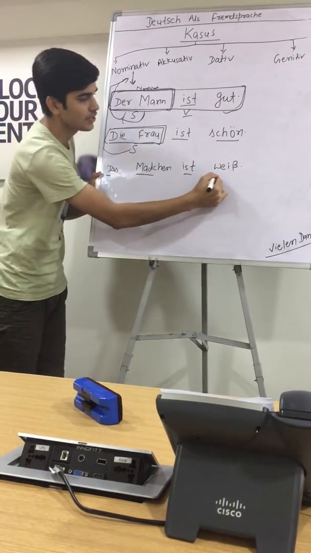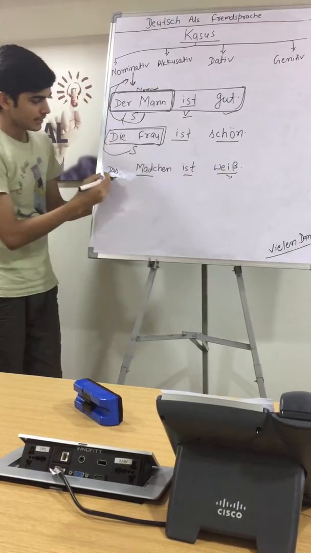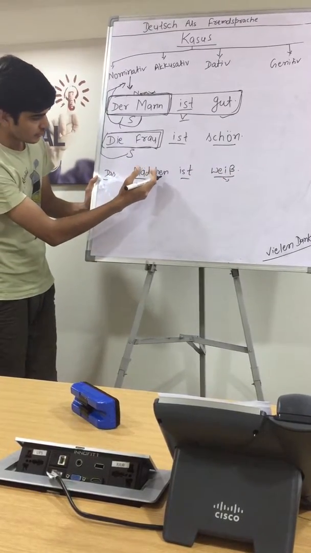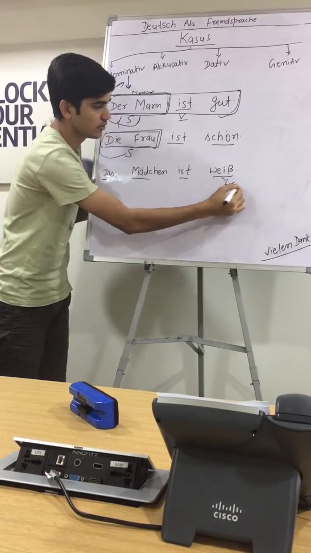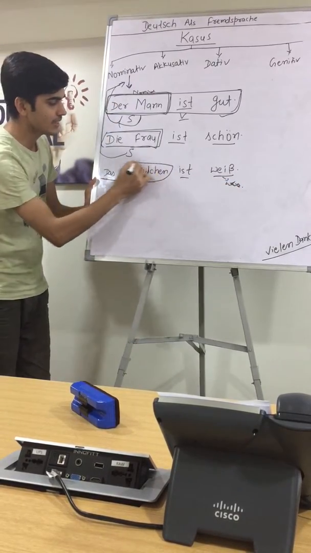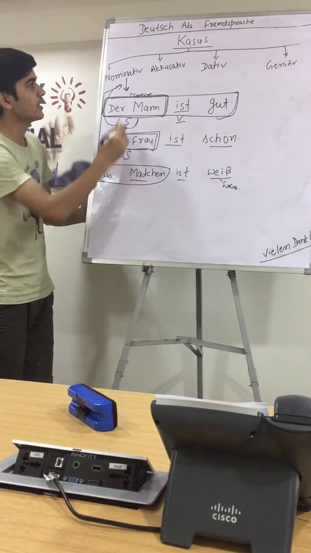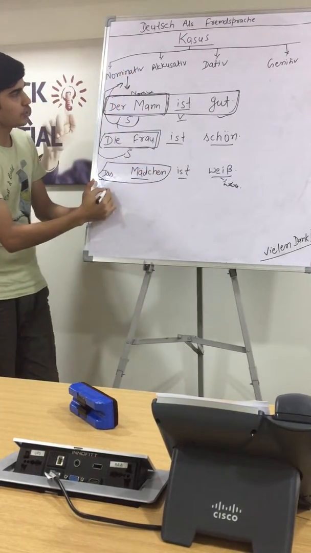Das Mädchen ist weiß. The girl, the child, is white. Weiß is white. So das Mädchen is our subject, and the subject is in nominative Kasus.